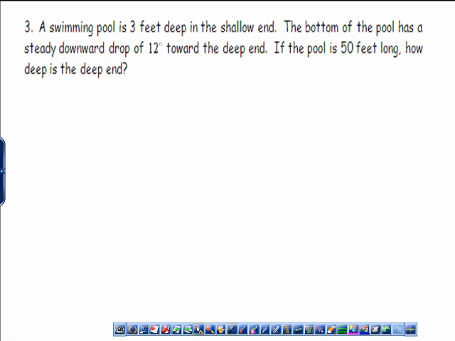Okay. Next problem. We've got a swimming pool. It's 3 feet deep at the shallow end. The bottom of the pool has a steady downward drop of 12 degrees towards the deep end. Okay, the pool is 50 feet long. How deep is the deep end? For this view, an aerial view will not help here. We need a side view.